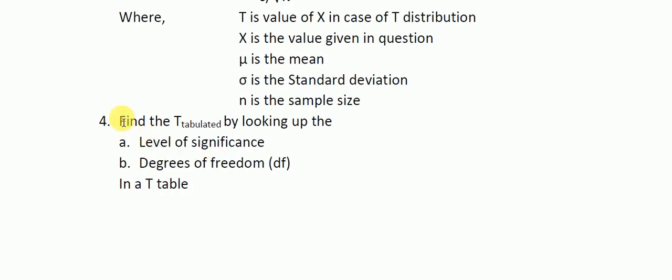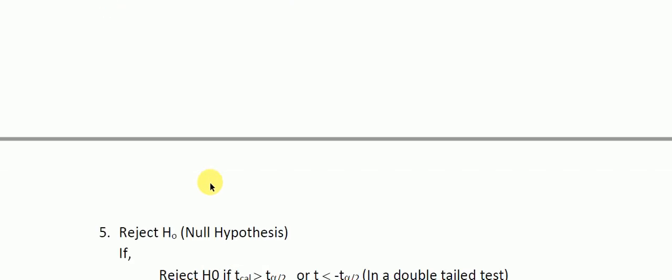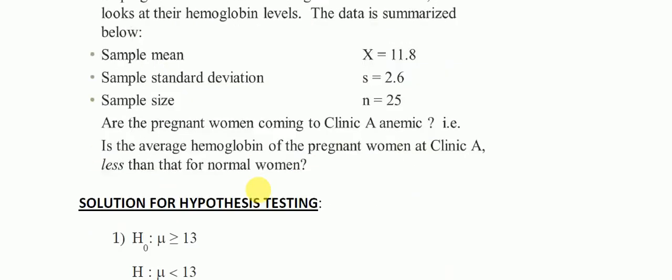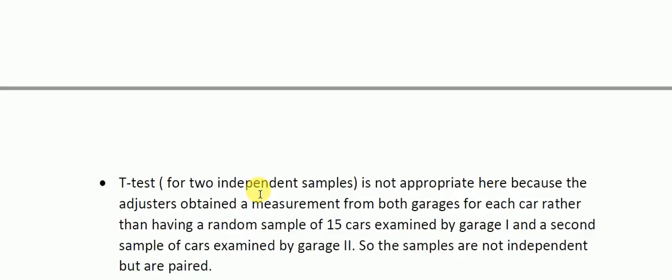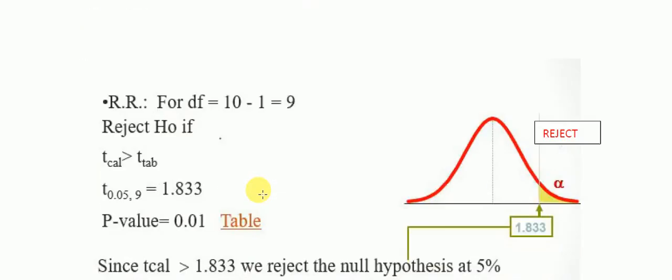Then there is another thing which is called the t tabulated, and this is found out using the t table. So what two things do we need to find something in the t table? Number one is degrees of freedom, and number two is level of significance. So how do we do that? We'll go to the t table. We have already seen how we find values in the t table, but let's see for ourselves.